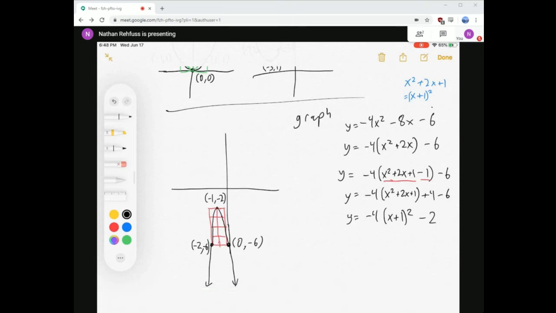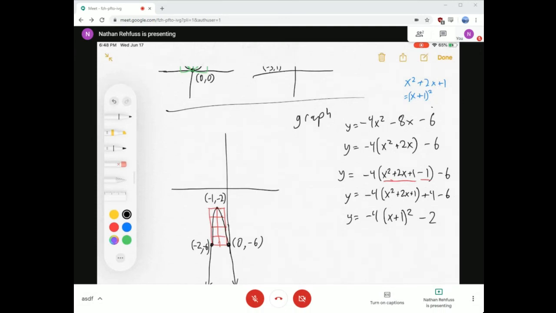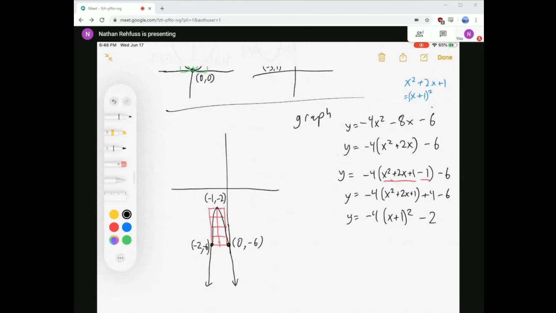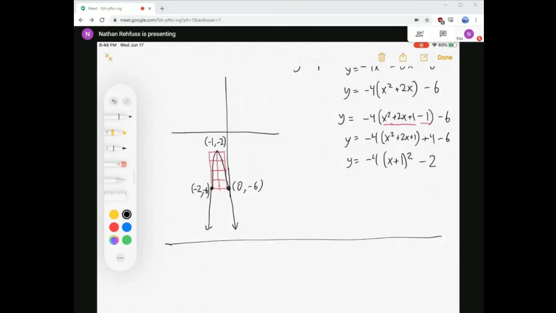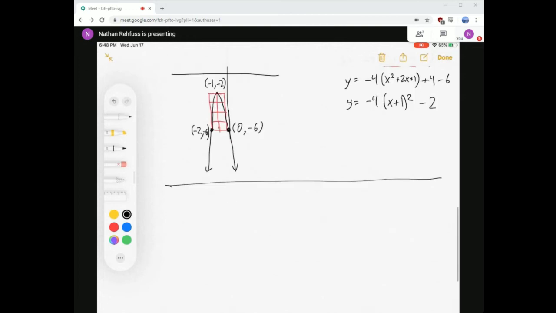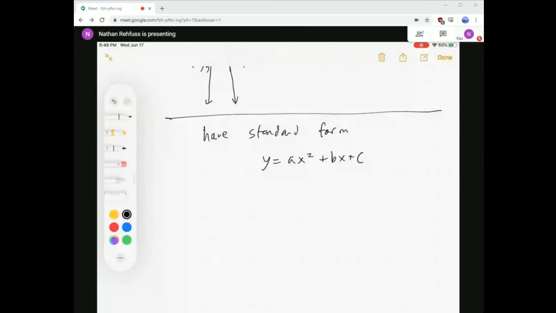Okay, anyway. Completing the square here was a little bit of a pain in the butt. It would be kind of nice if I could graph the parabola without completing the square. How would we do that? So we have standard form, and that's y equals ax squared plus bx plus c. What can I possibly do to find the vertex? As a matter of fact, there's a very simple answer.